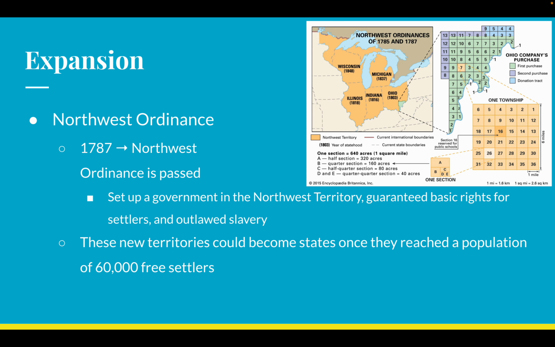Now, the big rule here is we needed enough people before we could actually make them a state. So these new territories, they were allowed to become states once they reached a population of 60,000 free settlers. And this is sort of going to be the rule of thumb going forward, not just for the Northwest Territory. You have to have a certain number of people in your states before your state can become a state. That's part of the reason why it took Alaska, for example, so long to become a state. Why it became a state decades after everyone else, with the exception of Hawaii, was because there's just not a lot of people there.